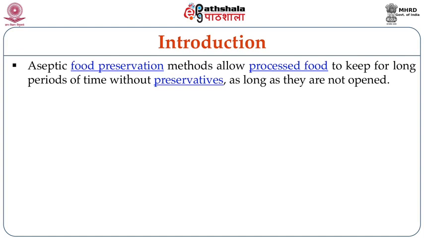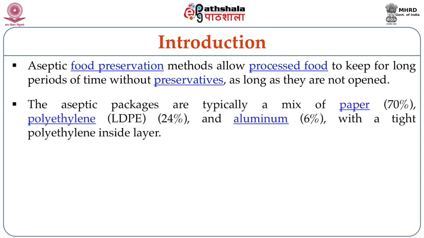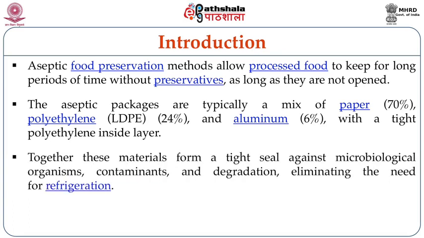Aseptic food preservation methods allow the processed food to keep for long periods of time without the need of any preservatives as long as they are not opened. The aseptic packages are typically a mix of paper, LDPE polyethylene and aluminium with a tight polyethylene inside layer. This is the packaging material which is used for aseptic packaging. Together, these materials form a very tight seal against microorganisms entering and any kinds of contamination and degrading elements, which will be eliminated during the processing itself.